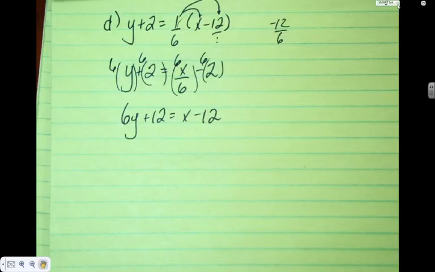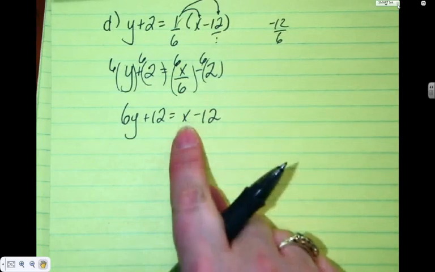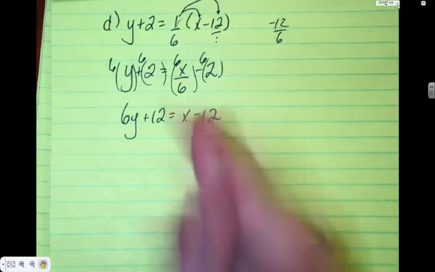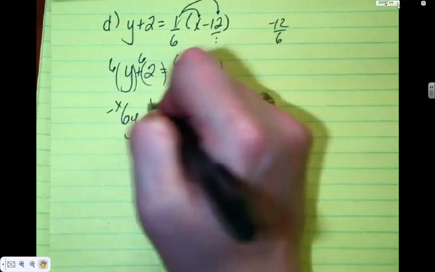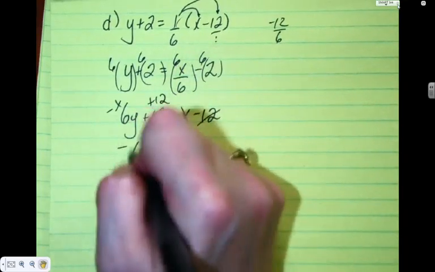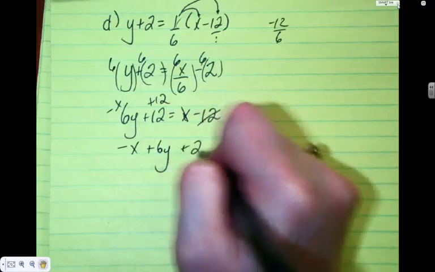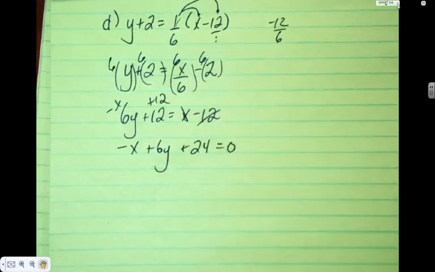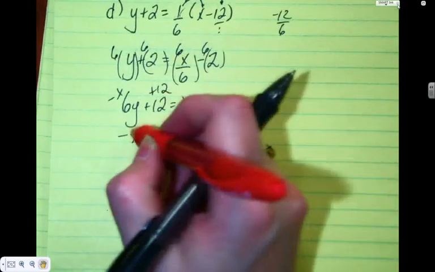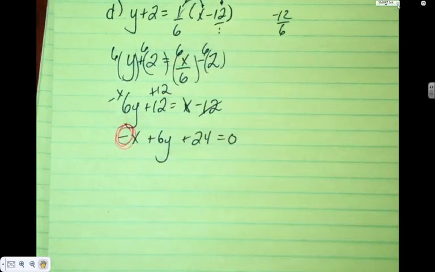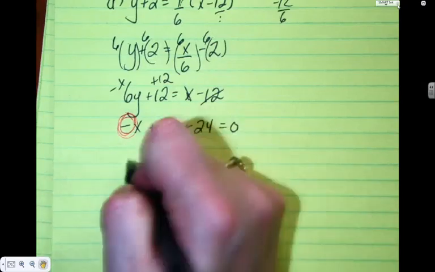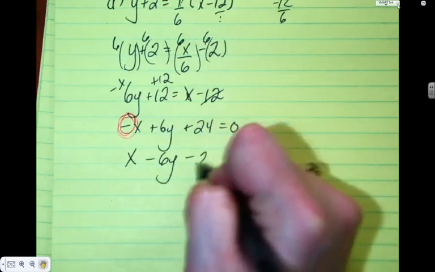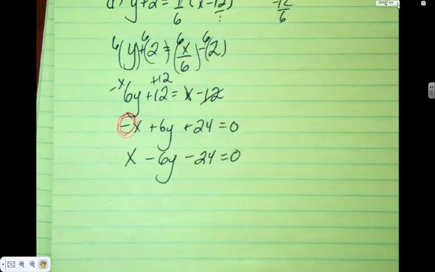Other questions so far? How do I get rid of x? How do I move it to the other side? The xy, put it away. How do I get rid of minus 12? What do we do in this step when the x is negative? Multiply by negative, so you're going to have x minus 6y minus 24 equals 0.